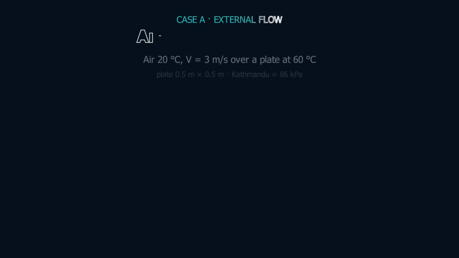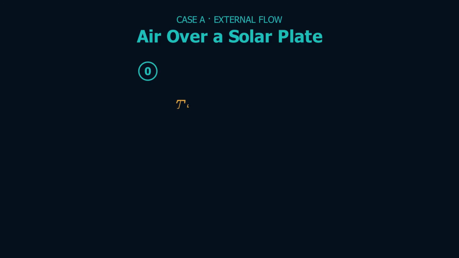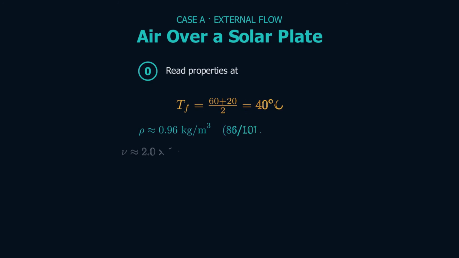Case A, air at 20 degrees blowing at 3 meters per second over a half-meter solar collector plate sitting at 60 degrees, here in the Kathmandu Valley where the pressure is only 86 kilopascals. External flow, so properties come from the film temperature. The average of 60 and 20 is 40 degrees. And because Kathmandu sits at reduced pressure, the air is thinner, density drops to about 0.96, and the kinematic viscosity rises to match. That altitude correction is the whole reason we do this locally.